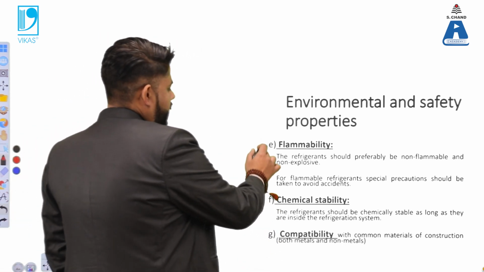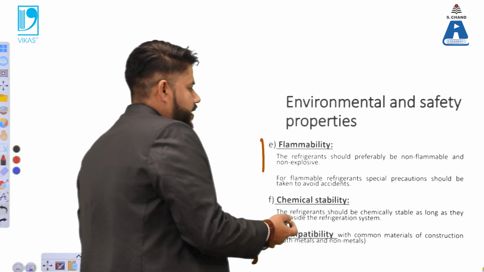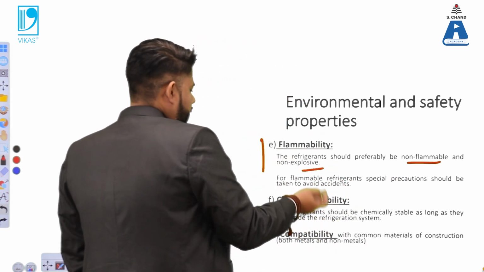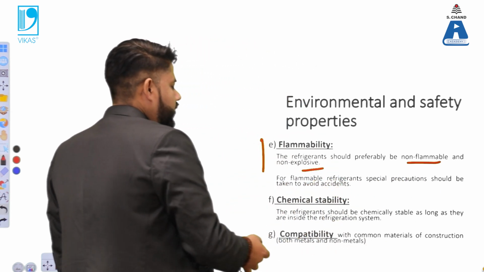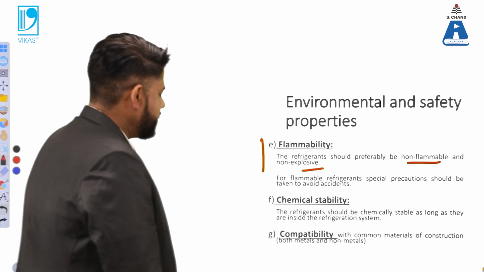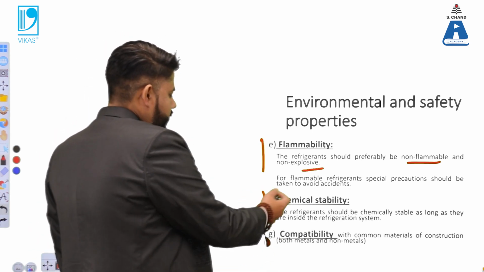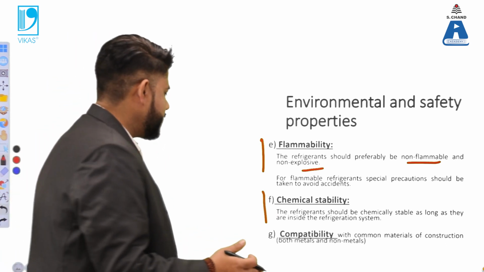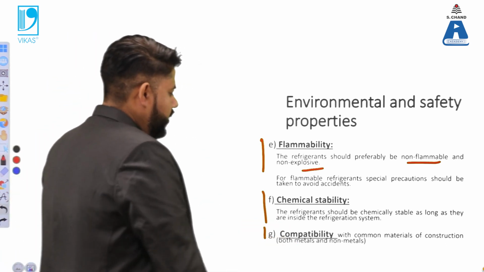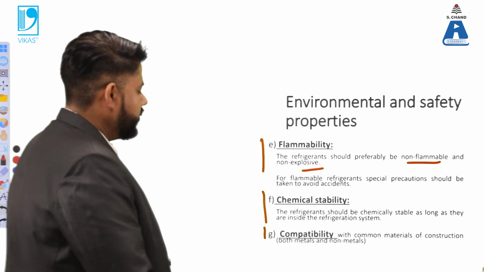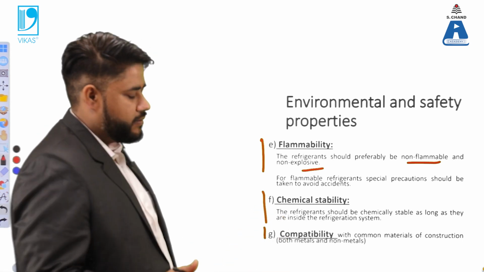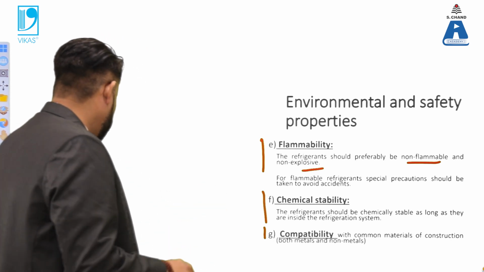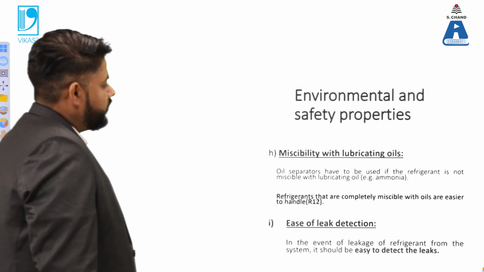Its flammable properties should be such that it is non-flammable and non-explosive, and we have taken such particular precautions to avoid those accidents. And chemically it should be stable. It should not change its form while reacting with other substances, and it should have no reaction with particular metals and non-metals. It should be compatible with those kinds of cases.